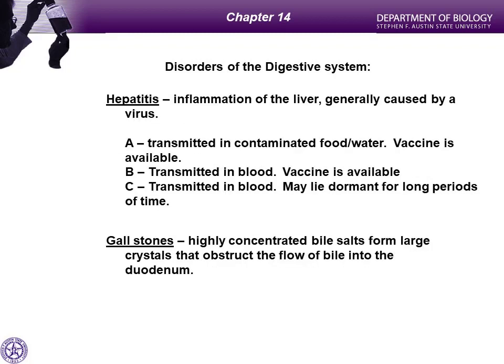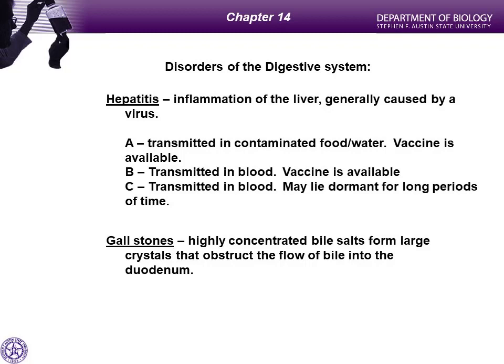Hepatitis, not part of our GI tract per se, one of our accessory glands. Hepatitis, there's ITIS, that's going to be a viral inflammation of the liver. And we have 3 different kinds, hepatitis A, B, and C. B and C are transmitted in the blood. We do have vaccines available for type A, type B, and I believe now they have one for C.